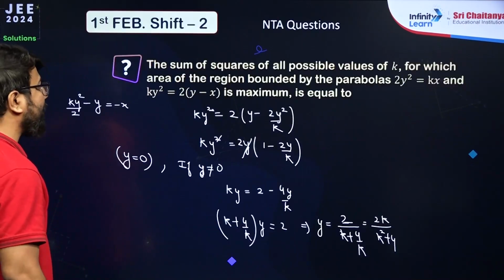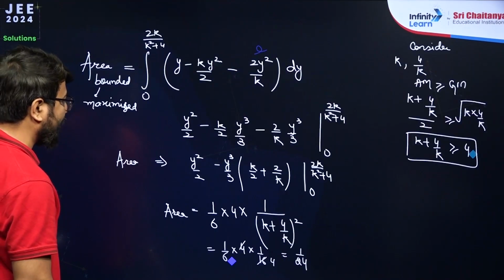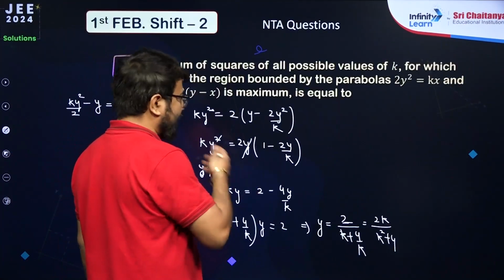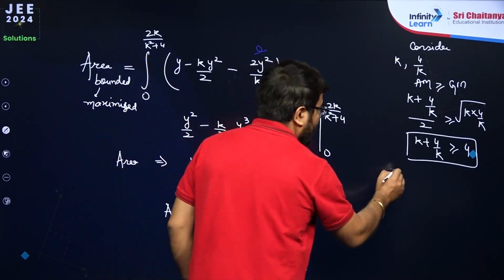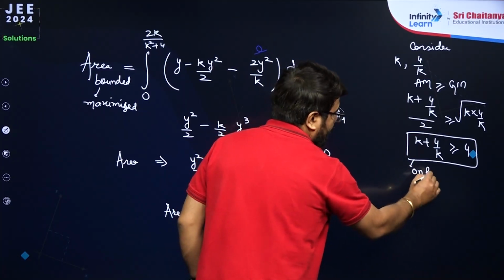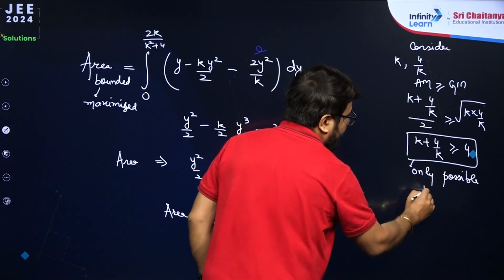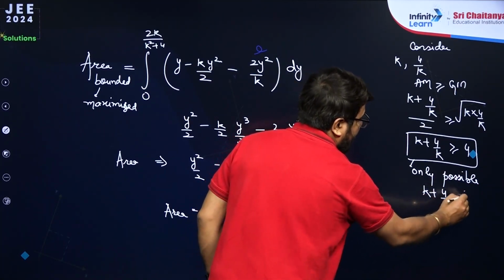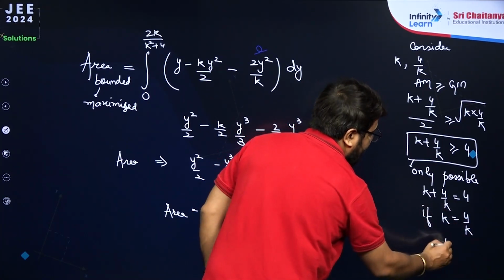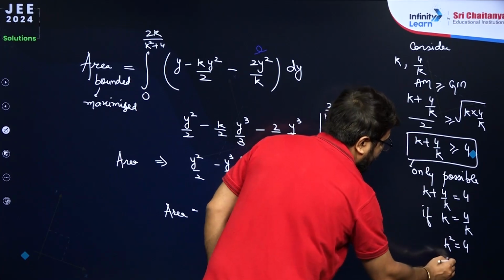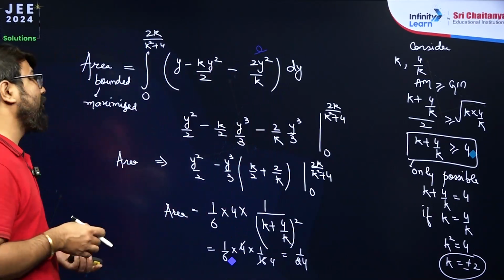Alright, now if the area bounded is 1 by 24, then they are asking to get the value of k. But they're not asking for the maximum area, they're asking for the value of k when the area becomes maximum. So this is only possible when k plus 4 by k is equal to 4, if k and 4 by k are equal. And if k and 4 by k are equal, then in that case k will be plus minus 2.